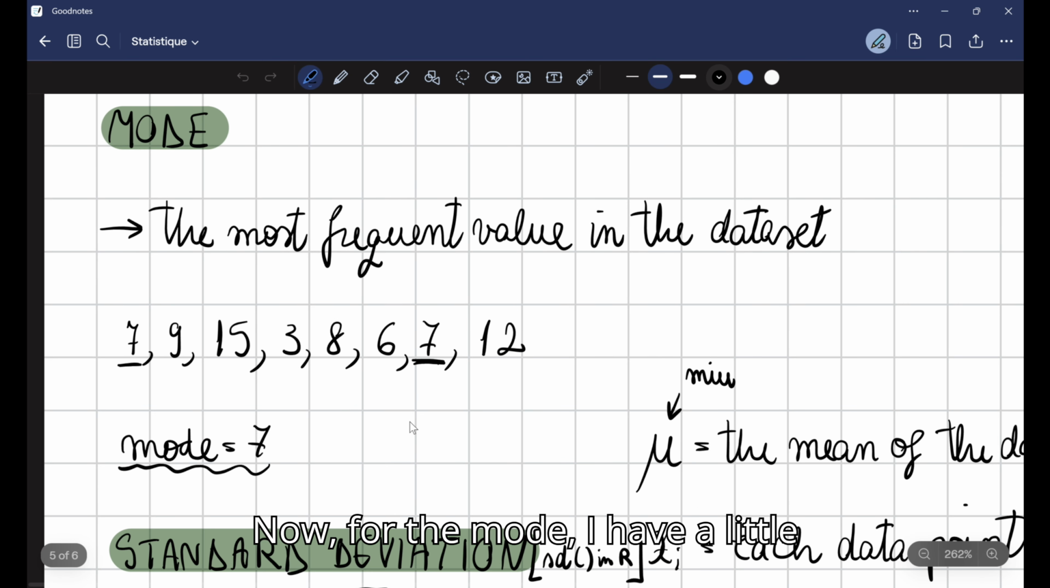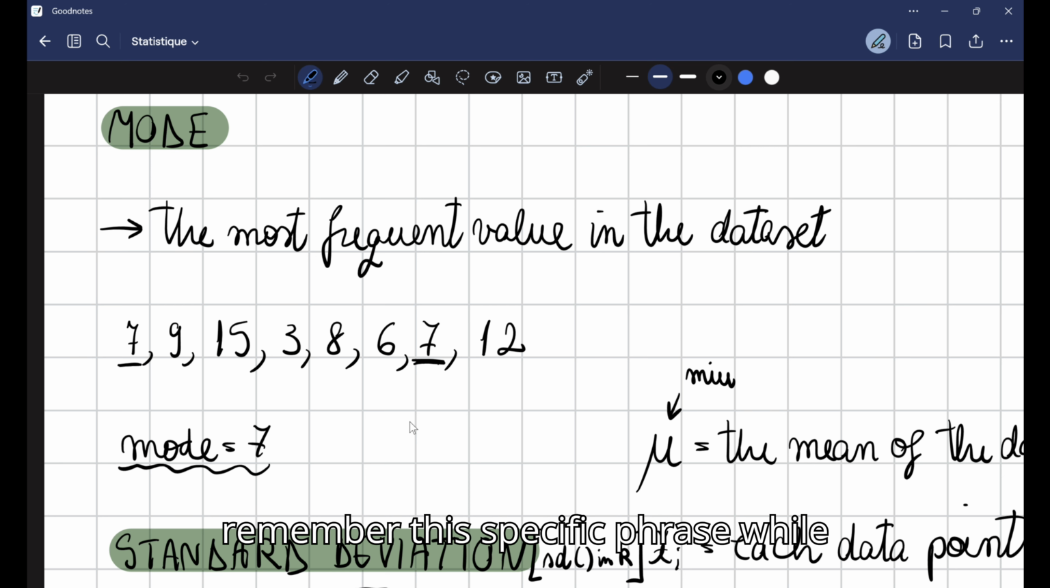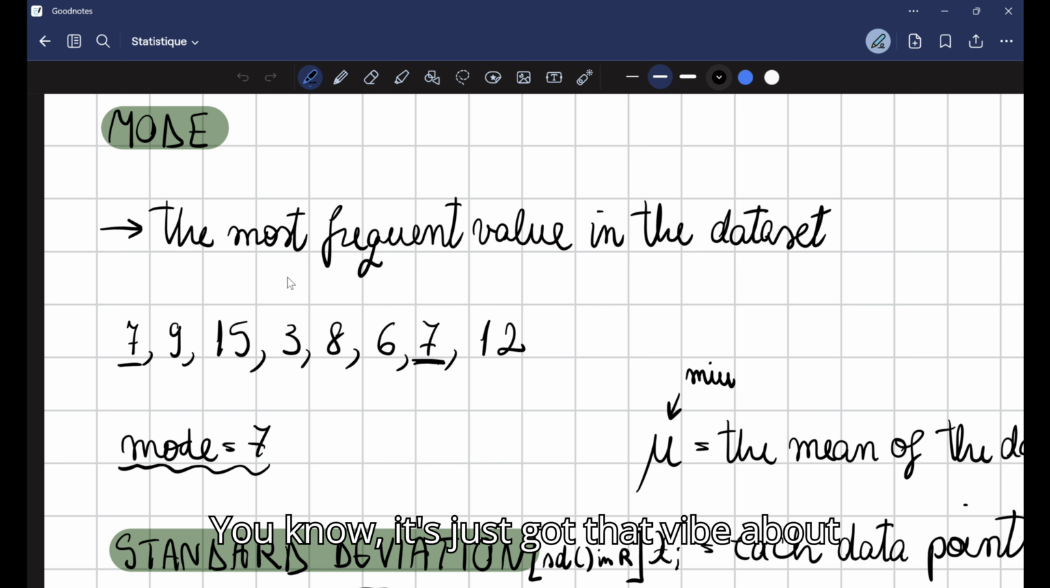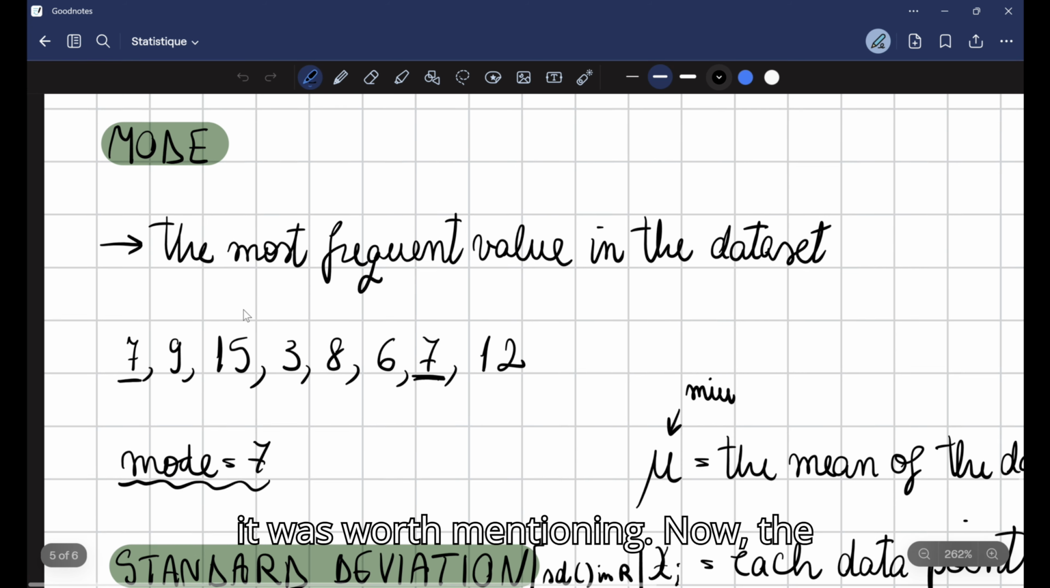Now for the mode, I have a little story right here, or I guess a little mention. Back in the olden days when I did my IGCSEs, I remember this specific phrase while I was reading through my material. It just stuck with me because it's really catchy. I am the mode and I am the most. It's just got that vibe about it. So I thought it was worth mentioning.